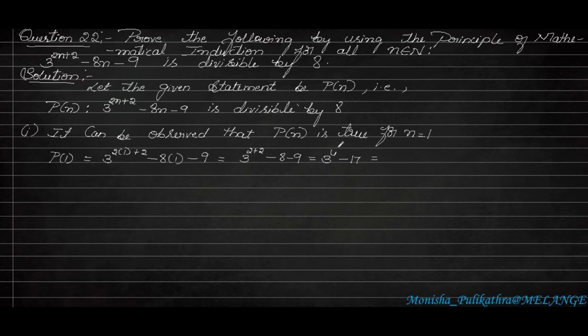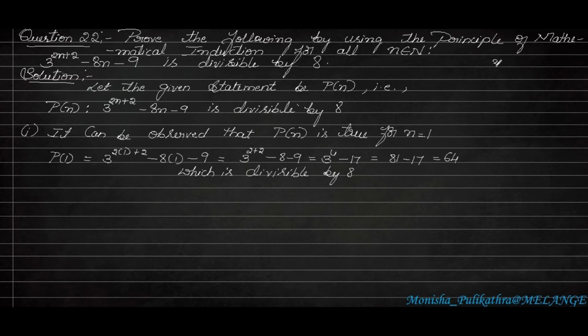So 3 to the power of 4 means we have to multiply 3 four times. So 3 3s are 9. 9 3s are 27. 27 3s are 81. So 81 minus 17 is 64, which is divisible by 8.